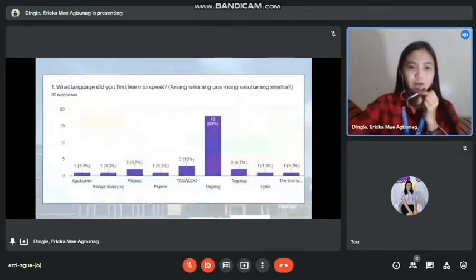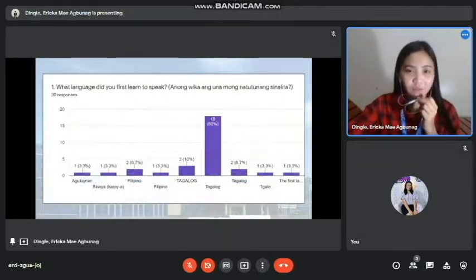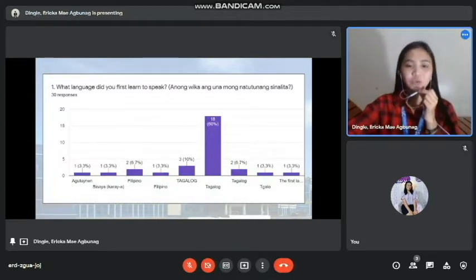For question number 1 under learning to speak and under language, 26 respondents chose Tagalog, 2 chose Filipino, 1 chose Bisaya or Kinaray-a, and 1 chose Agutaynen. Given that the majority of respondents stated that their parents' language is Tagalog, this implies that the language of their speech community is Tagalog, and thus, this is the first language they learn.